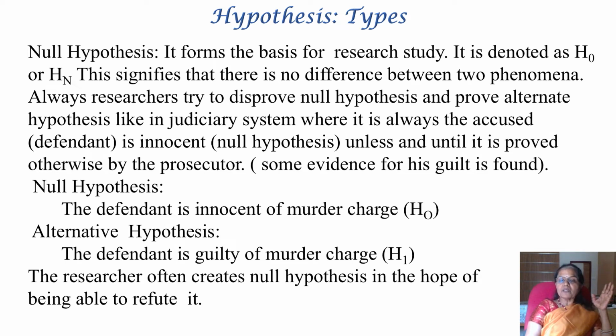So what will be the null hypothesis in a criminal case? It would be like this. The defendant is innocent of murder charge. This is H0 or null hypothesis. An alternative hypothesis would be the defendant is guilty of murder charge. And the alternative hypothesis is denoted by the letter H1 or HA, A for alternative. So the researcher often creates a null hypothesis in the hope of being able to refute it. We will see more examples of null hypothesis and alternative hypothesis.